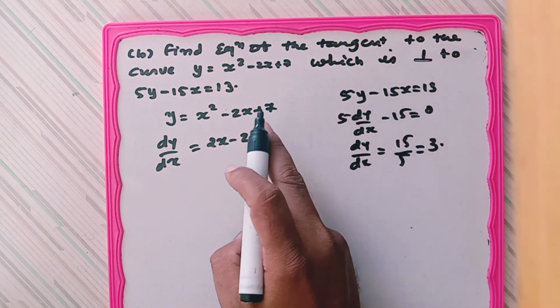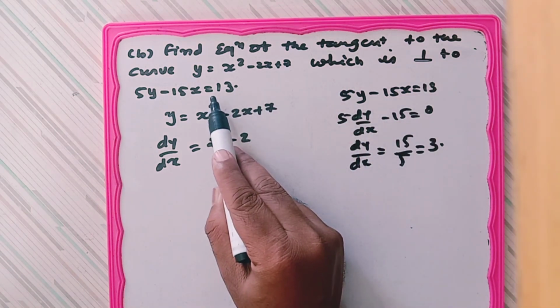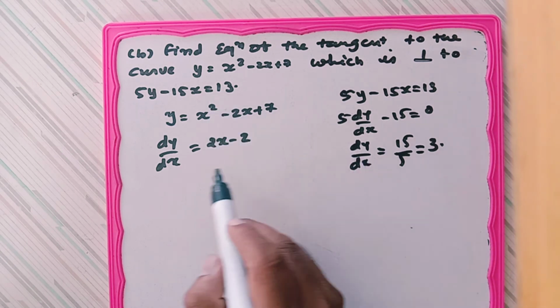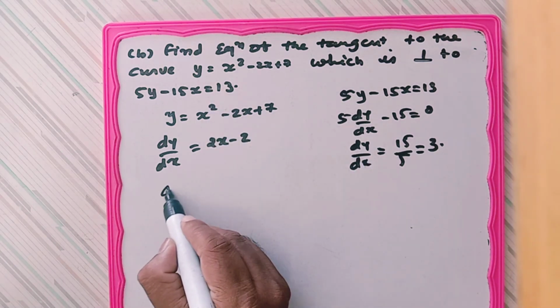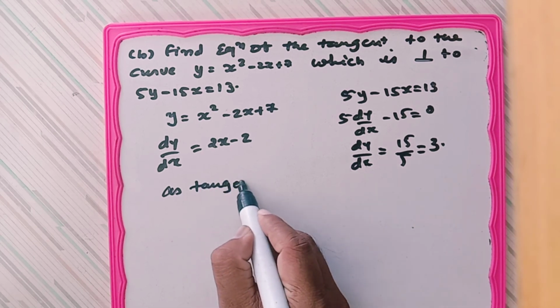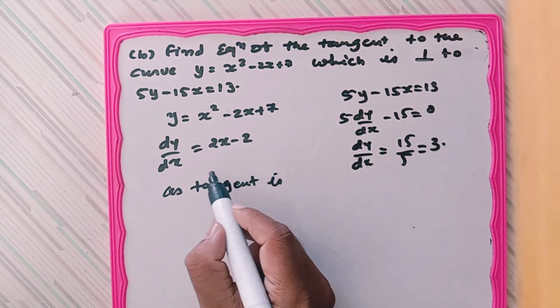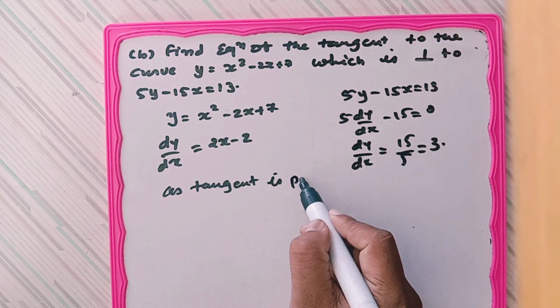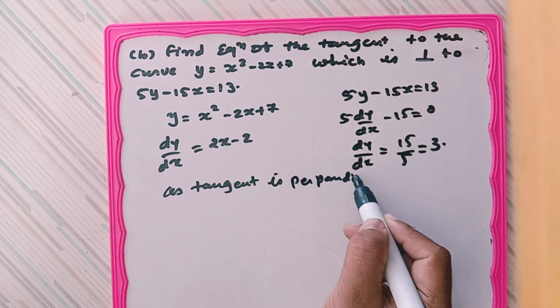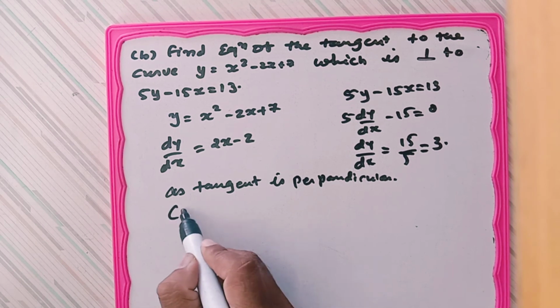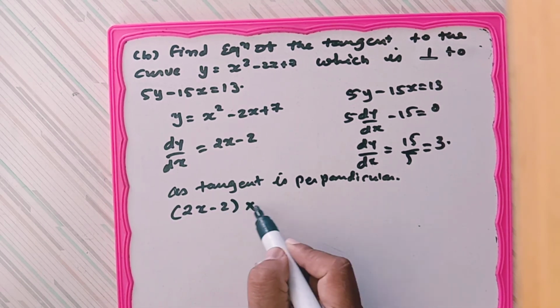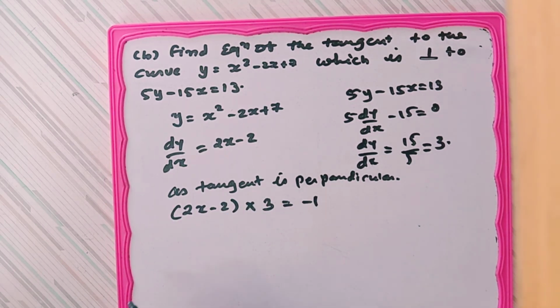Now the tangent is perpendicular to this line, and the multiplication of both slopes is minus 1. So (2x minus 2) into 3 equals minus 1. So 6x minus 6 equals minus 1. So 6x equals 5. So x equals 5 by 6.